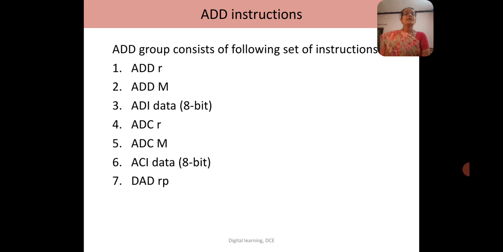DAD RP means it adds the content of two register pairs. That means DAD RP means here we are writing DAD B. If we write DAD B, then the content of BC register will be added with the content of HL register pair and the result will be stored in the HL register pair. DAD RP is used to add two 16-bit numbers.